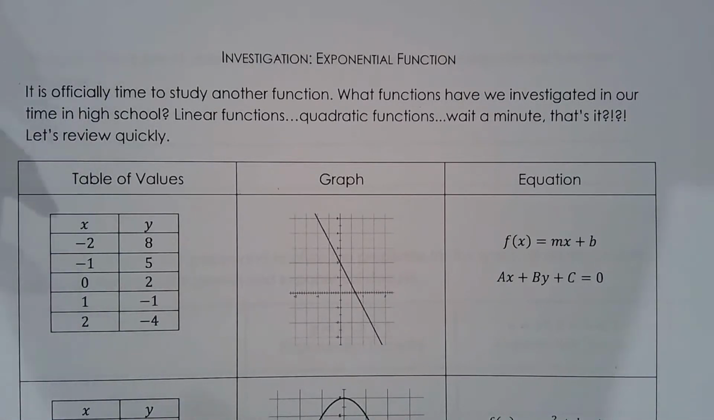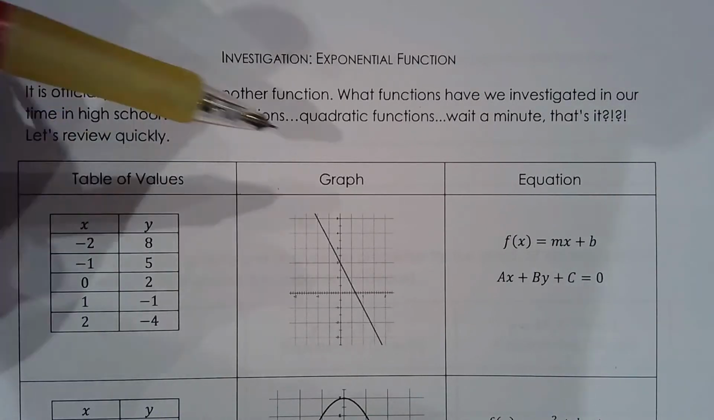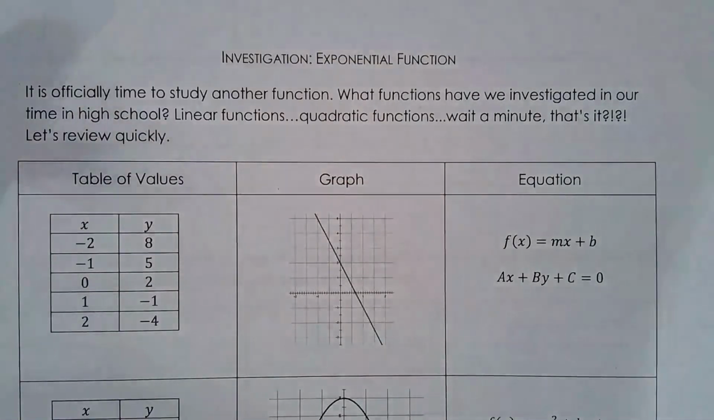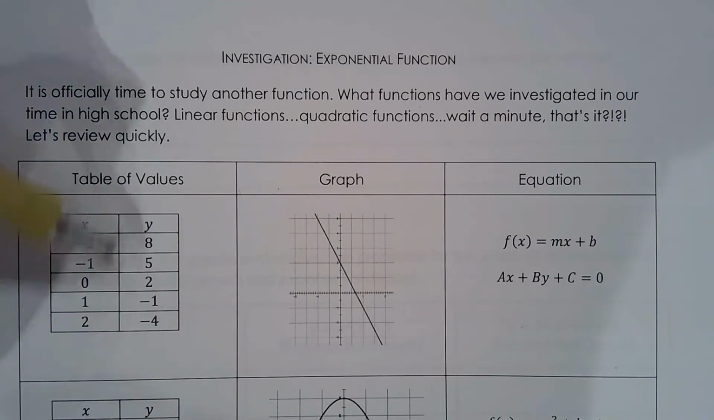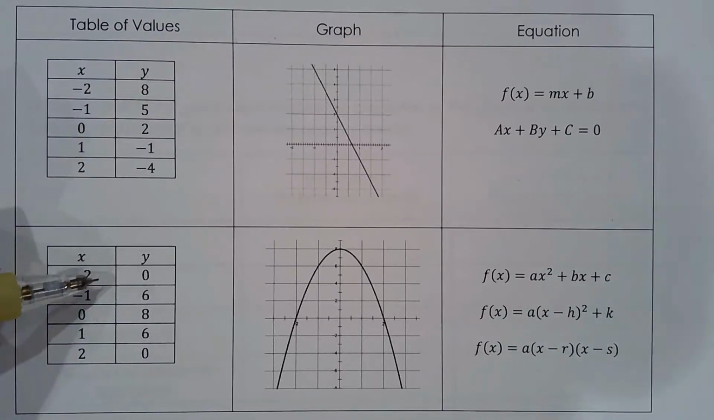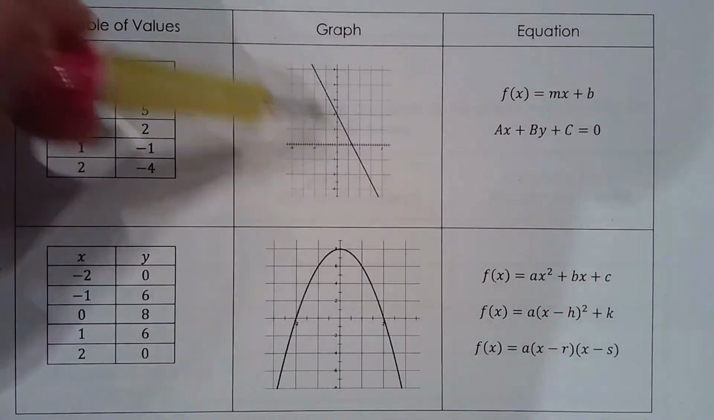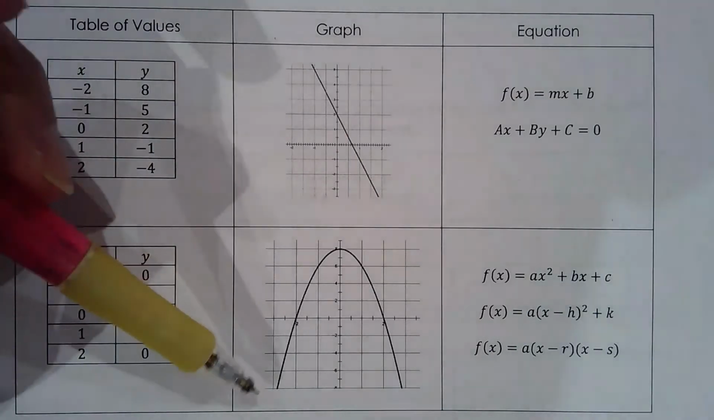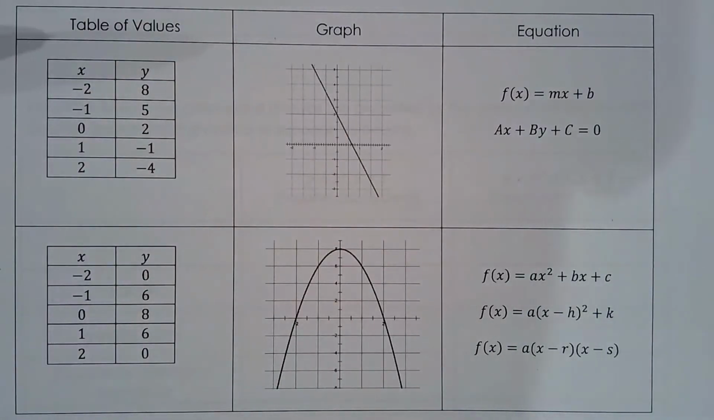Before I introduce exponential functions, I did want to talk about the linear function and the quadratic function and the different representations. So we have table of values, graph, and an equation. Now, I can tell you that the function is linear from the table if the first differences are constant. I can tell you it's quadratic if the second differences are constant. From the graph, if it's in the shape of a line, it's a linear function. If it's in the shape of a parabola, it's a quadratic function.